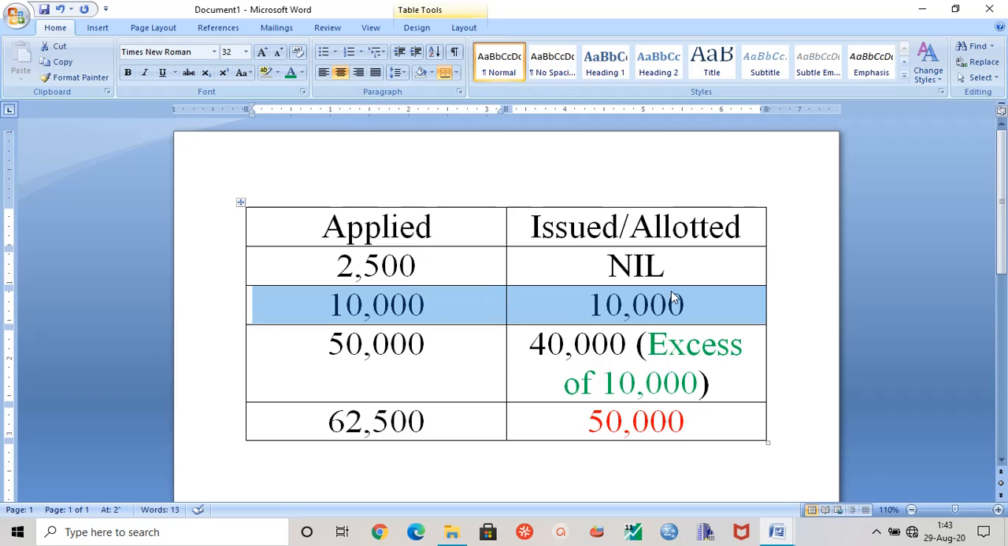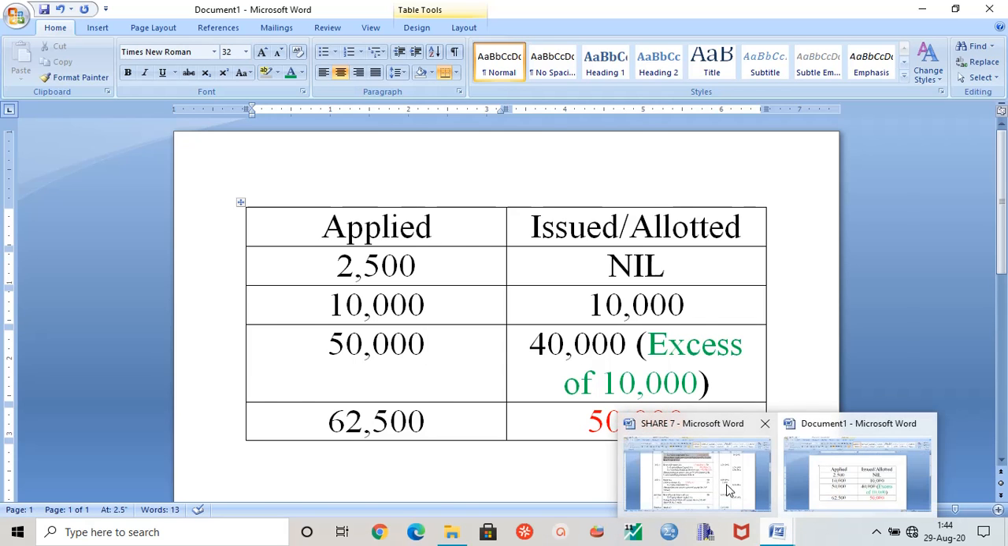So we don't have to worry about that. But if he was from the other category, then we have to use a particular formula: number of shares applied equals total number of applications divided by total number of shares allotted, into number of shares allotted. You have to apply that formula and get the number of shares applied. So that is a different case. We don't have to worry about that.